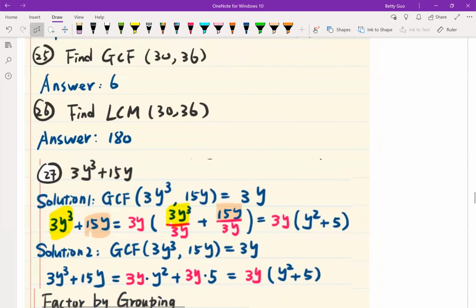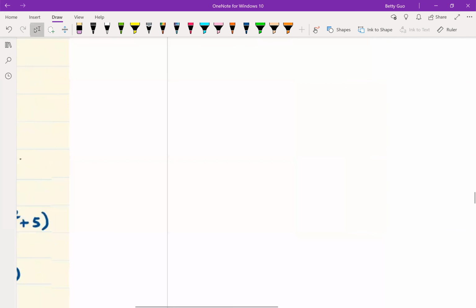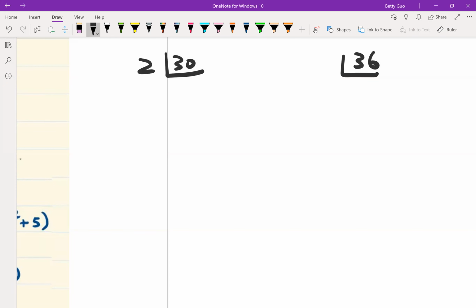Number 25, you need to find the GCF and LCM for 30 and 36. Not a special case number 1, not a special case number 2. It's a regular case. We did this the first class of this semester. I have a 3-step procedure for that. First step is to prime factor both numbers. 30 is even, so divisible by 2. Divided 30 by 2, we have 15. 15 is divisible by 3, right? Divided 15 by 3, we have 5. So 30 equals 2 times 3 times 5.